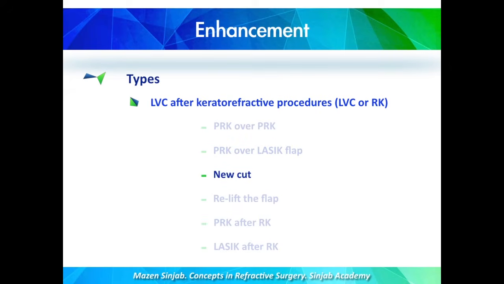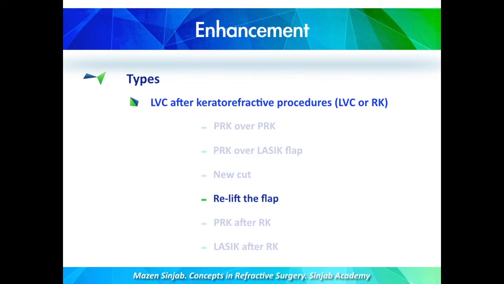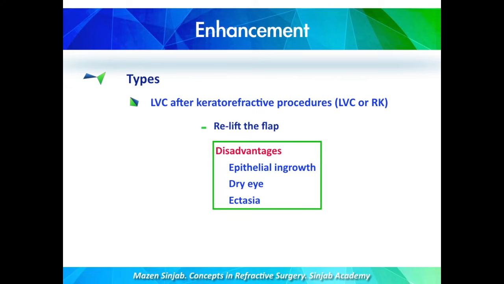What about the new cut? The new cut is not preferable because there are a lot of disadvantages. We may open the previous flap. We may end up with irregular flap. If we do a new cut in the stroma, maybe we will initiate ectasia process in addition to epithelial ingrowth. Relifting the flap. The disadvantages of relifting the flap are epithelial ingrowth, dry eye, and ectasia.